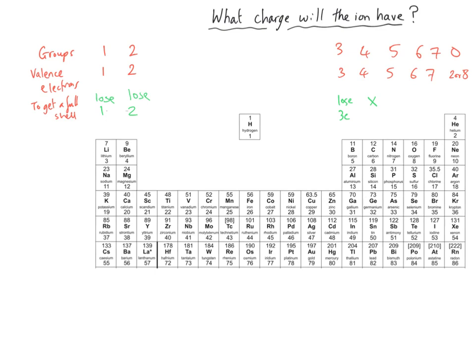Nitrogen and all the elements in group 5, well, they have got 5 electrons in their outer shell already. They need a total of 8, so they gain 3 electrons. Oxygen and all the elements in group 6, they need to gain 2 electrons because 6 and 2 makes 8. And last of all, fluorine needs to gain 1 electron to get a full shell.